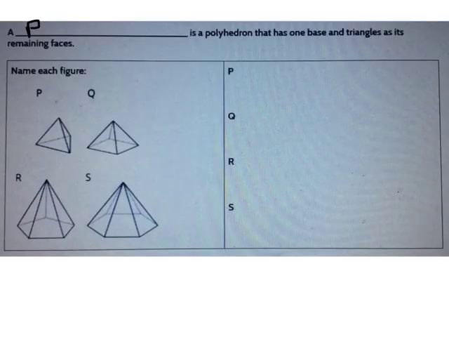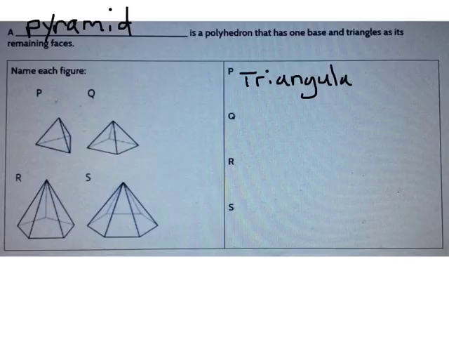A pyramid, make sure your paper looks like my screen, is a polyhedron that has one base and triangles as its remaining faces. Just like prisms, pyramids are named after their base. So if I look at shape P, that's a triangular pyramid. The base is a triangle, and the rest of the faces are triangles.